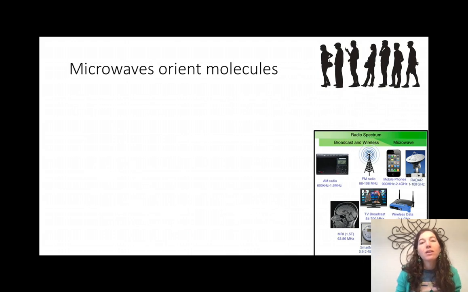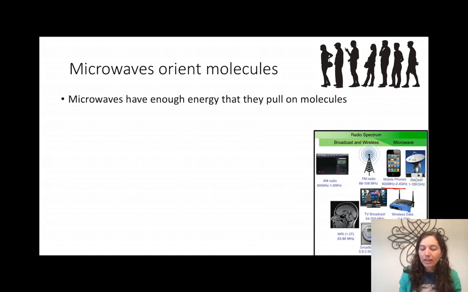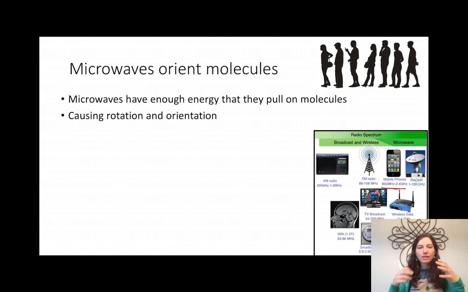Now, some of our less harmful radiations, such as microwaves, are things that we commonly encounter in our day-to-day life. These are produced by things like our mobile phones, your wireless router, radio, and these orient molecules. They don't have enough energy to cause them to vibrate. But what they do is they pull on molecules, which causes them kind of to line up.